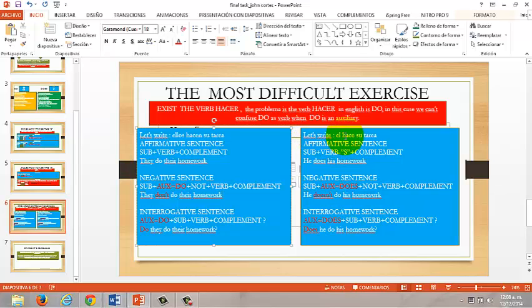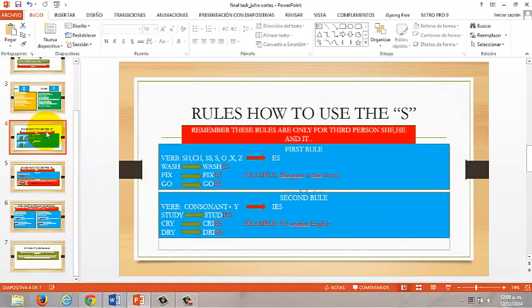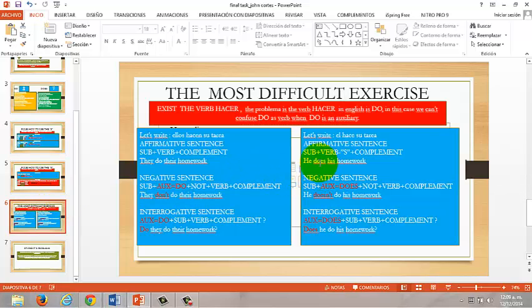Okay, so in third person it is similar. Él hace su tarea. So subject plus verb, we have to add the s, plus complement. So he does his homework. Why does? Because remember, in that case do is a verb that ends in the letter o. If we return to the rules, you see, finishing in o, we have to add es. For that reason, the verb changes to does.